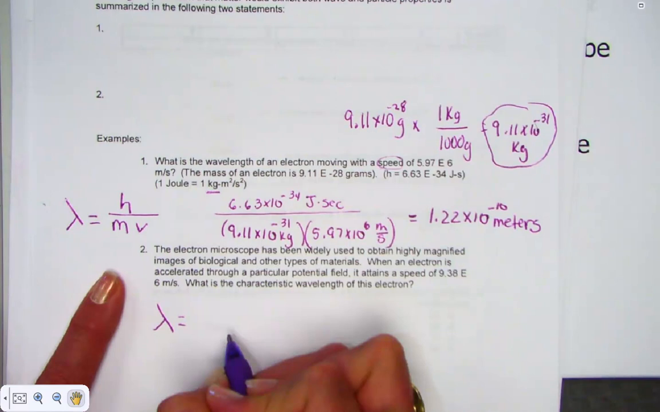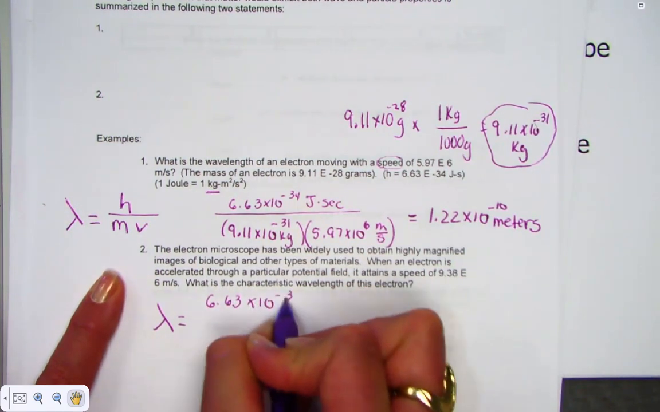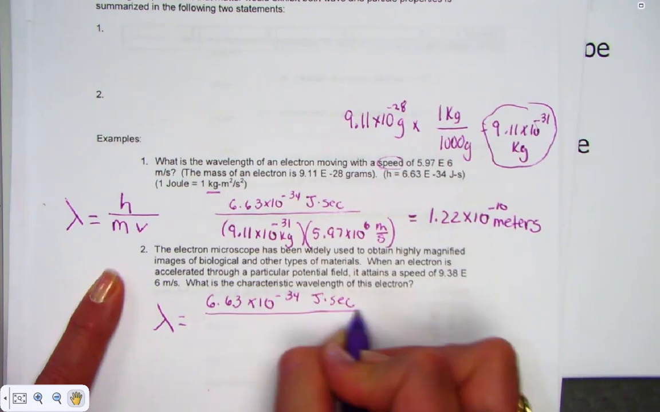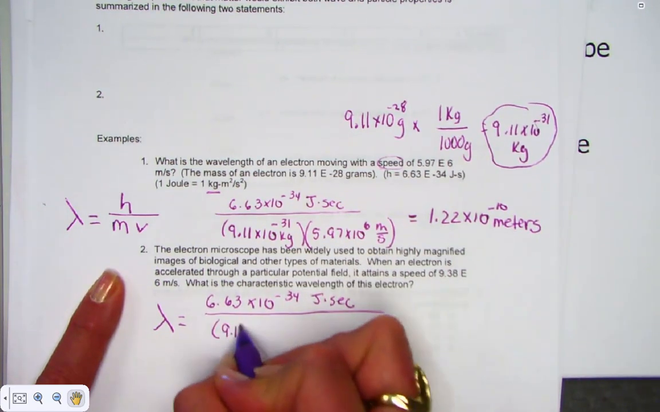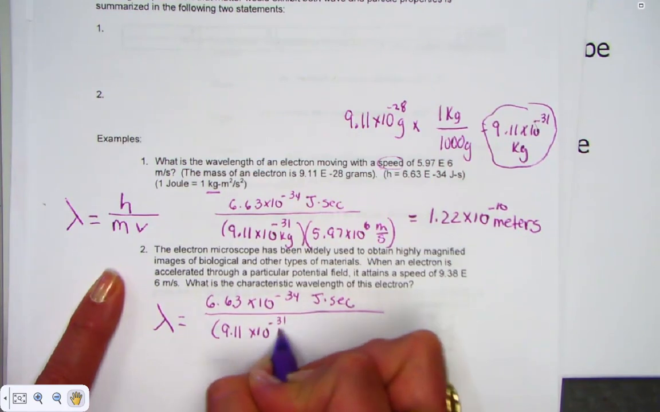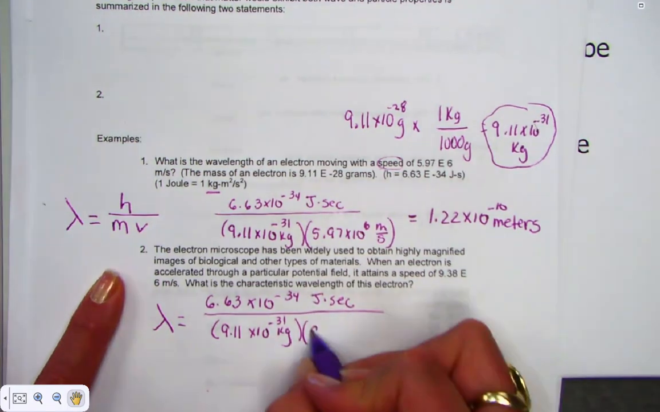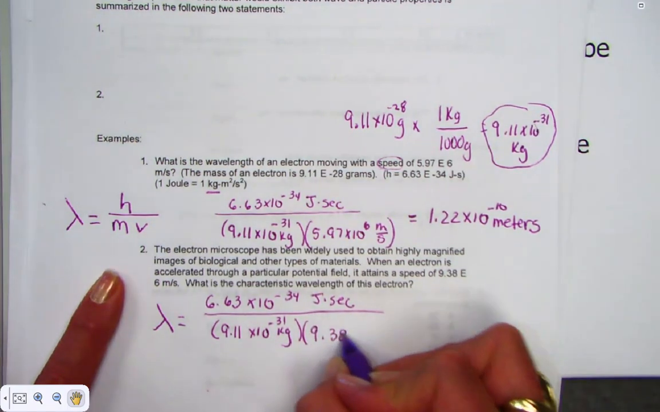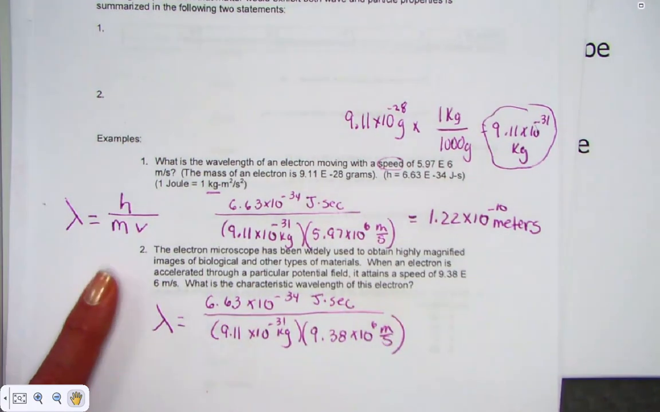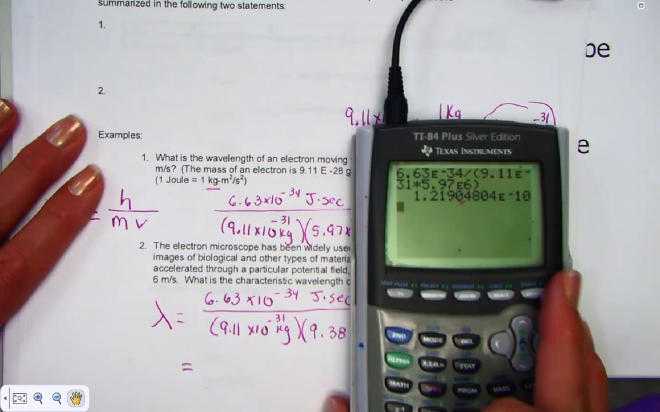Again, solving for wavelength, using Planck's constant, 6.63 times 10 to the negative 34 joules times seconds. The mass of our electron, we found, is 9.11 times 10 to the negative 31 kilograms. And this time the velocity is 9.38 times 10 to the 6th meters per second. Let's solve for the wavelength of this moving electron.